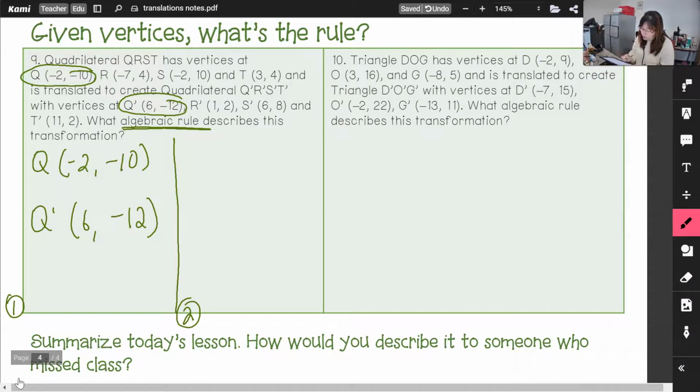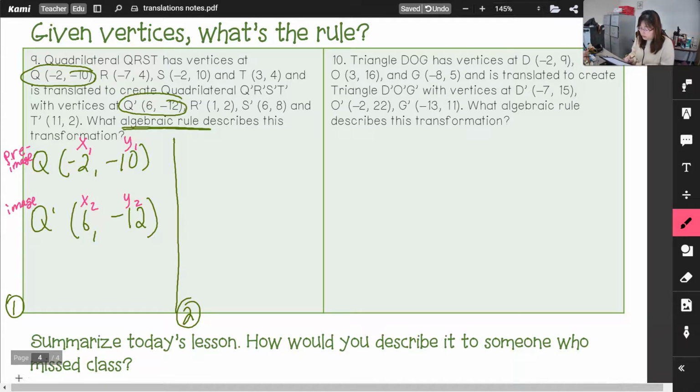Okay? Well, we know that Q comes first because this is the pre-image, and then it becomes the image. So we want to think about this like, what did we do to the pre-image to get the image, right? So here's our x coordinates. Here's our y coordinates. Same thing here, x, y, x, y. Actually, we want to think about this as x1, y1, x2, y2. That might help you here in a second.